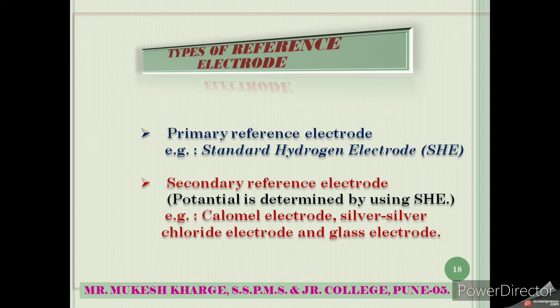While there is another type, known as secondary reference electrode, whose potential is determined by using this standard hydrogen electrode. Examples are calomel electrode, silver chloride electrode, glass electrode. These are some examples. But in your syllabus, only primary reference electrode is included. So we will discuss only that.